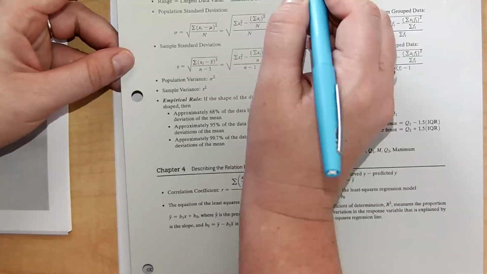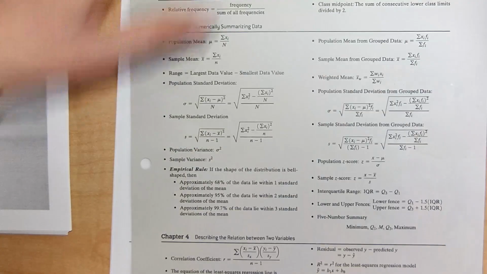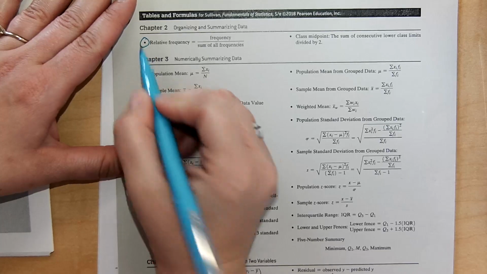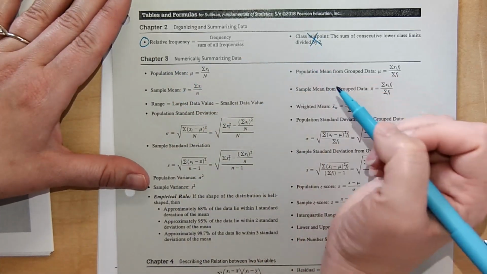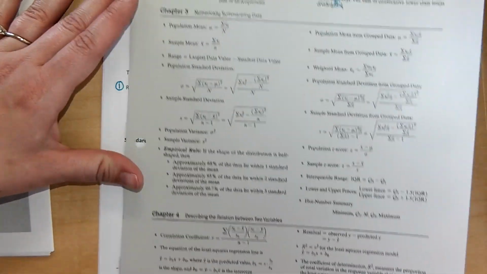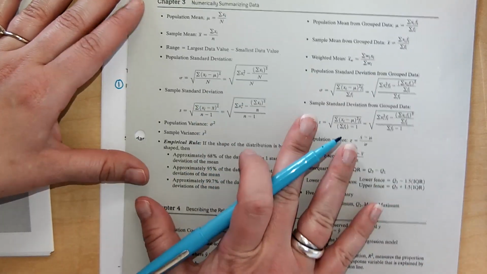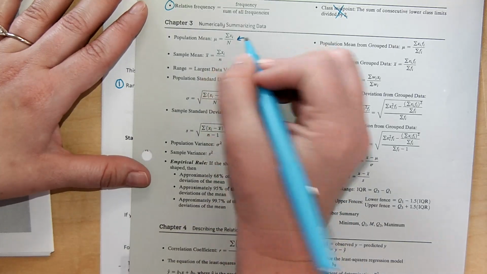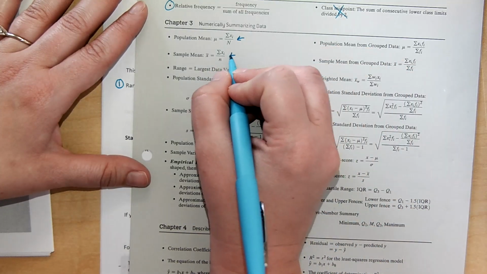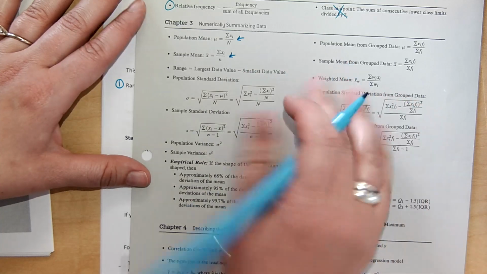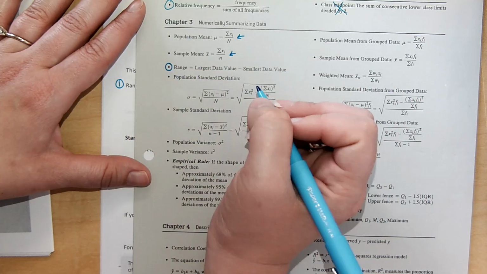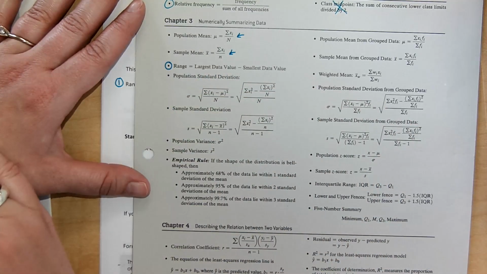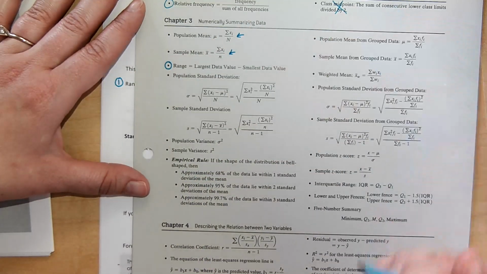So chapter 2 does not have much information on it. So chapter 2 just has the relative frequency calculation. The class midpoint's not something we need to worry about. Chapter 3 has a lot of information, and we're not going to look at all of this, but we are going to use a good deal of it. So population mean is on there, like we talked about in the last video. Sample mean is on there as well, like in the last video. We just talked about range, the largest minus the smallest. We are going to talk about standard deviation in just a minute, so we'll keep referring back to this as we go along.